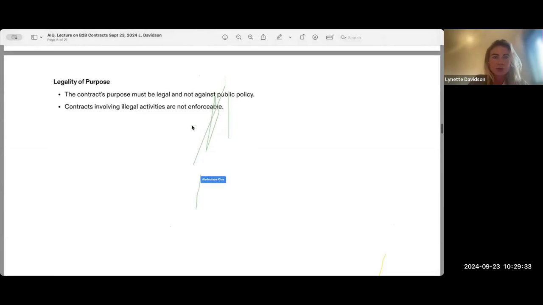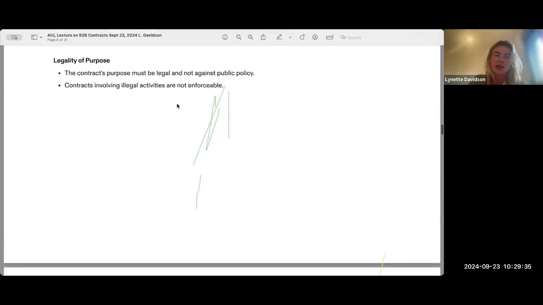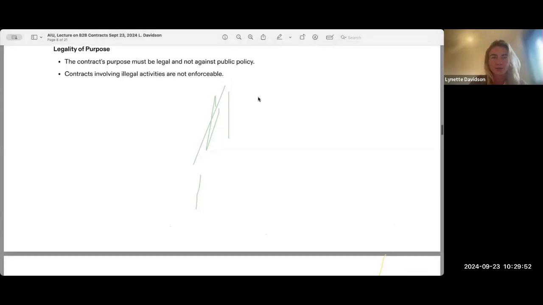And then also the legality of purpose. Well, it must be legal and not against public policy, but these things make sense. A contract must involve legal activities. If I'm going to sell weapons to you, it's not enforceable because it's against public policy. And that's quite straightforward.